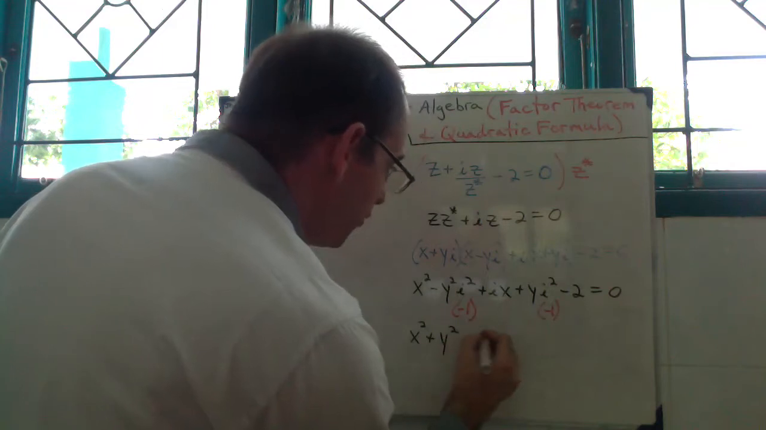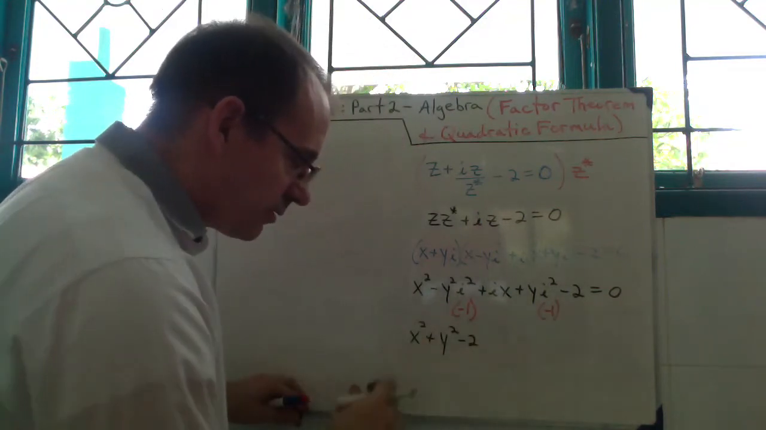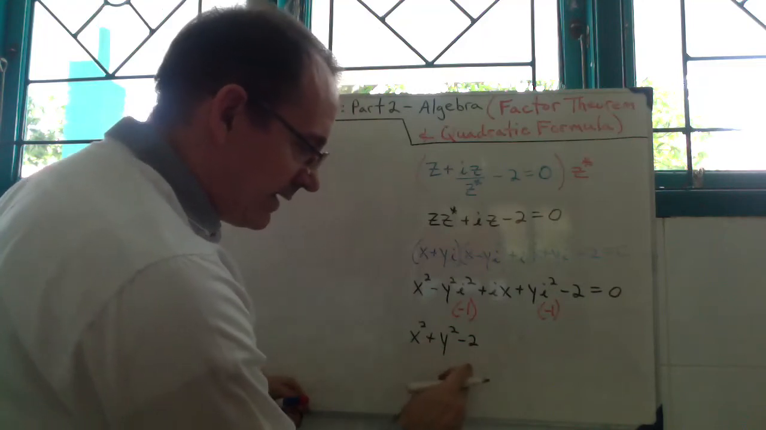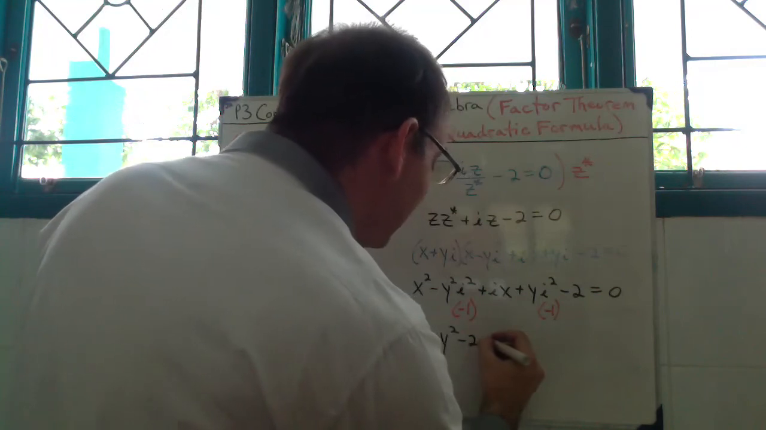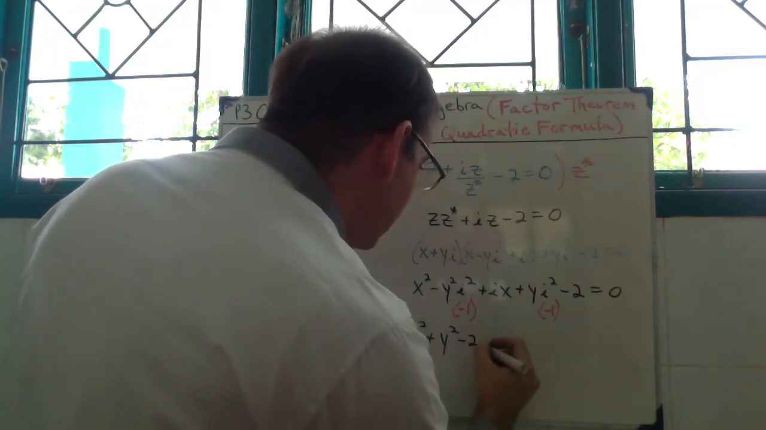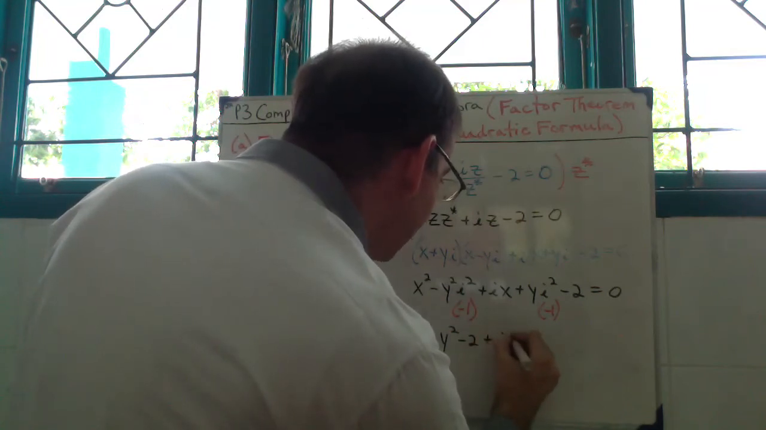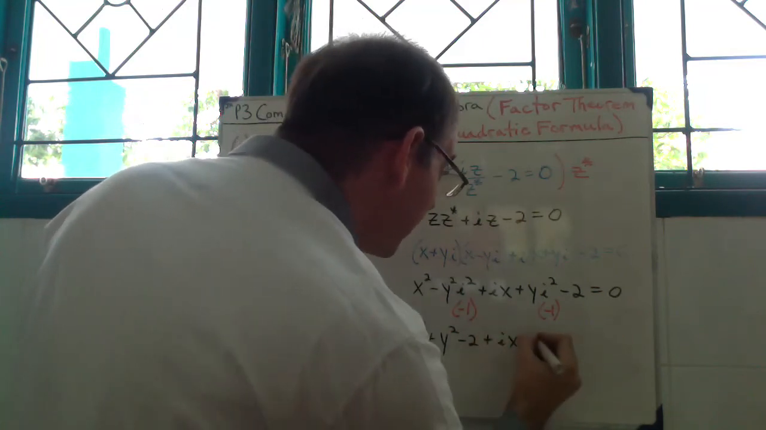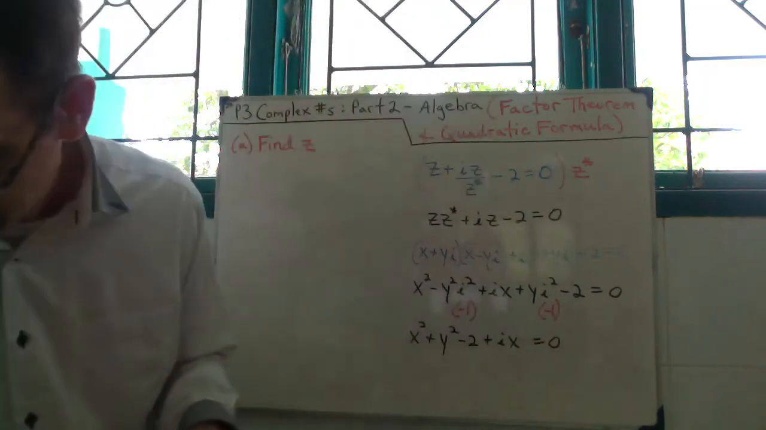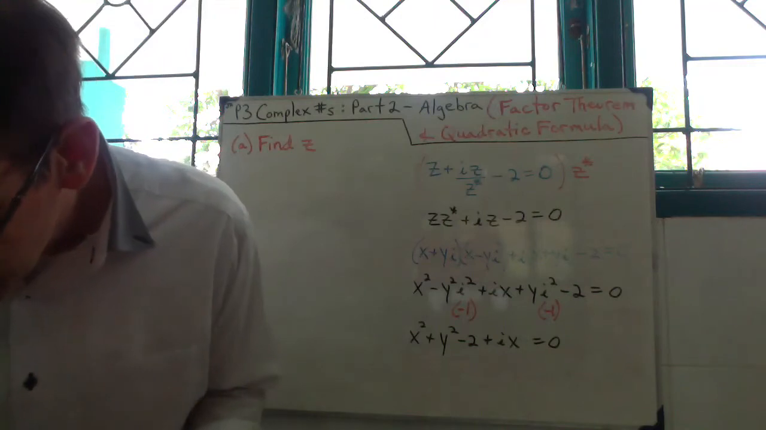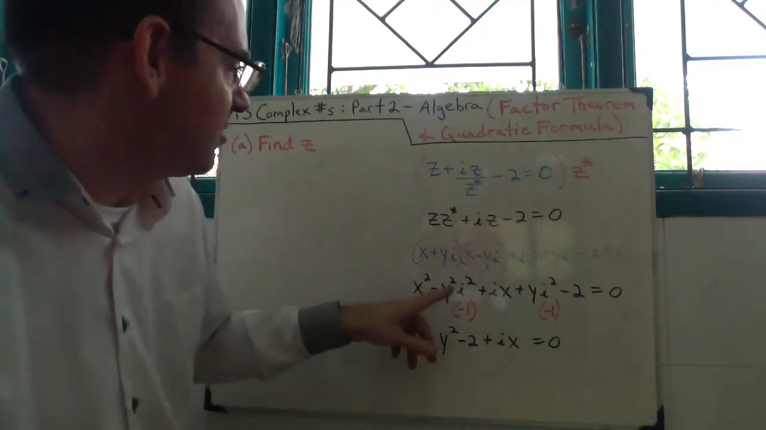Here, minus 2. None of these have an i in it, so this is all the real component. And then here we have plus ix equals 0. And I feel like I'm missing something here. 2y, where's the 2y?